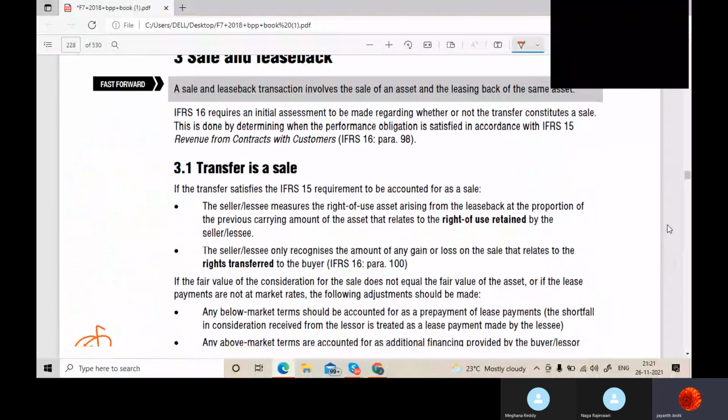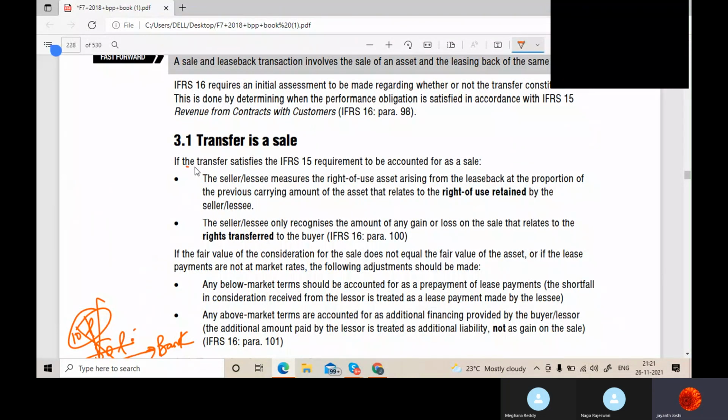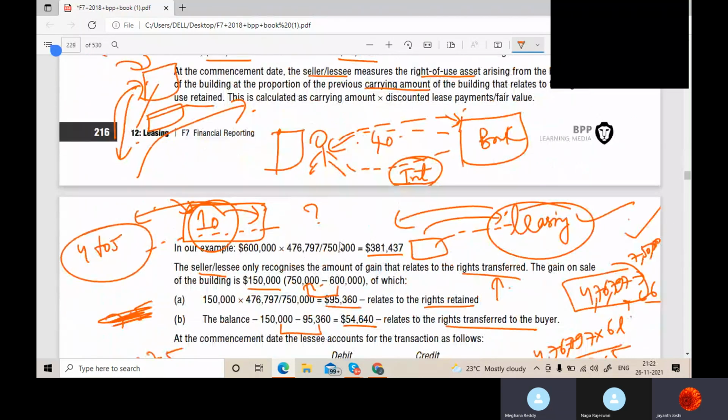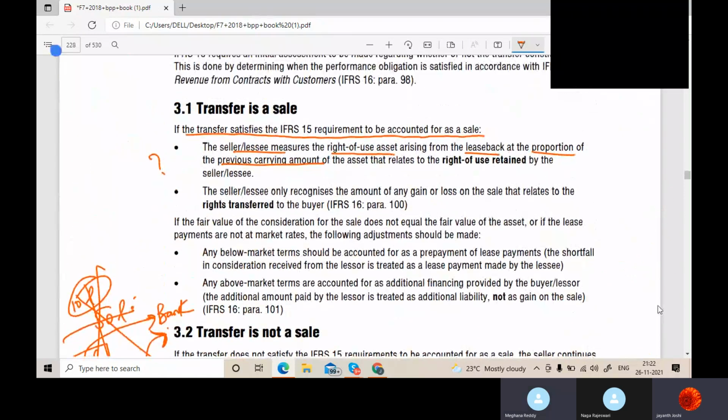See, here there are two things. Please understand. If the transfer satisfies the IFRS 15 requirement to be accounted for as a sale, the seller or lessee measures the right of use asset arising from the leaseback at the proportion of the previous carrying amount. He got that right of use asset from the leaseback. This was the amount of right of use asset, na? So this was from the fair value. You found this out as per the carrying amount. That's the rule as per the standard. Point number two is the seller only recognizes the amount of any gain on sale that relates to rights transferred to the buyer.